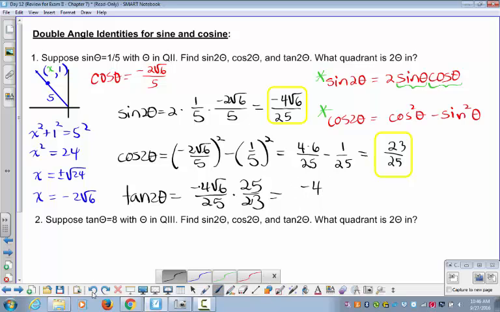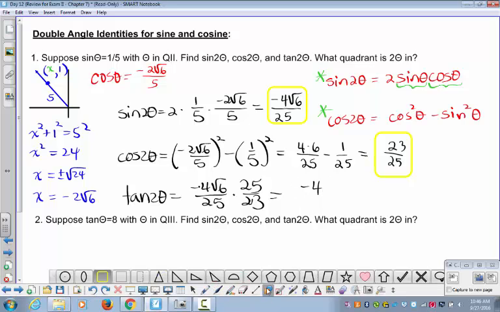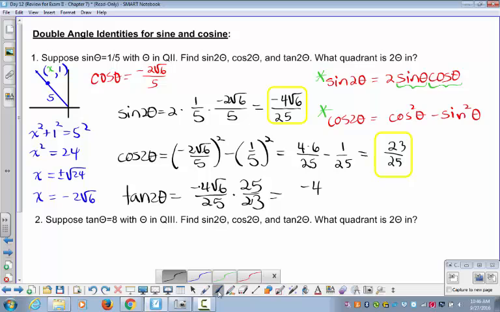Oops. Part of my answer vanished. What was that? Negative 4 root 6 over 23. There we go.